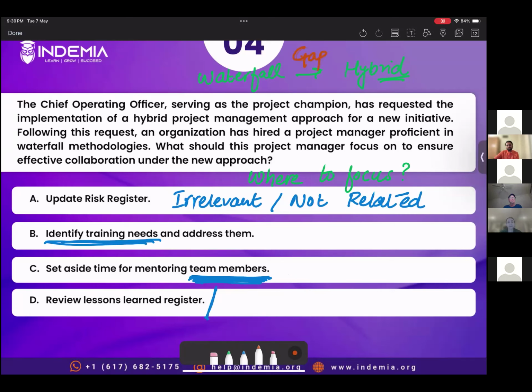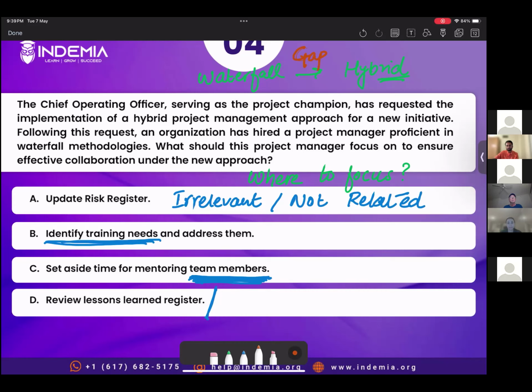All right. So the correct answer is, first of all, you try to understand the situation. You are a project manager with a certain skill set. The requirements are entirely different. So first of all, you need to understand what exactly you need to do. The problem with option C is that it's a generic comment, like set aside time for mentoring team members. Mentoring about what? Mentoring about people skills, mentoring about the new approach, mentoring about collaboration. So this does not address the problem mentioned in the question.